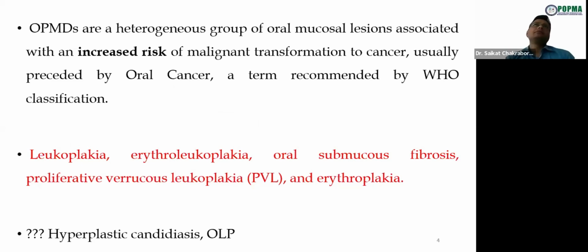Whenever we talk of potentially malignant lesions, we talk of OPMD, or oral potentially malignant disorders. What are they? Well, it is there on our screen. They are a heterogeneous group of oral mucosal lesions, as we talked about, with an increased risk of malignant transformation. The most common ones are leukoplakia and erythroleukoplakia. Erythroplakia is a red patch. Erythroleukoplakia is a mixed red and white patch. Then oral submucous fibrosis, PVL, erythroplakia, as I mentioned before. Hyperplastic candidiasis and oral lichen planus, now the common consensus is they might not be potentially malignant, but for all practical discussions, let's keep them under discussion.